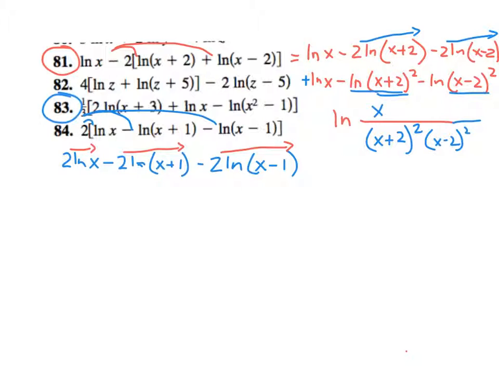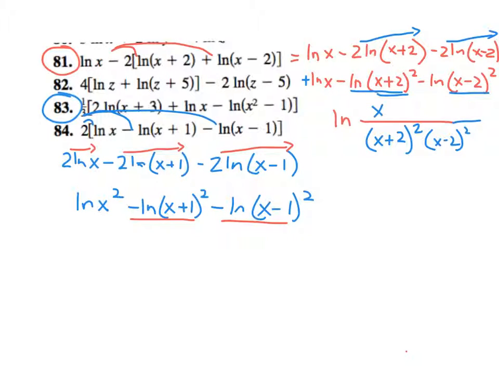And I'm going to have ln of x squared minus ln of x plus 1, the quantity squared. I'd have to use FOIL or distributive property to simplify that, so I'm going to leave it. And then minus ln of x minus 1, the quantity squared. Using the same principle as the last one, these two are negative. They're going to simplify and be on the bottom. This one's positive, so it's going to be on top.